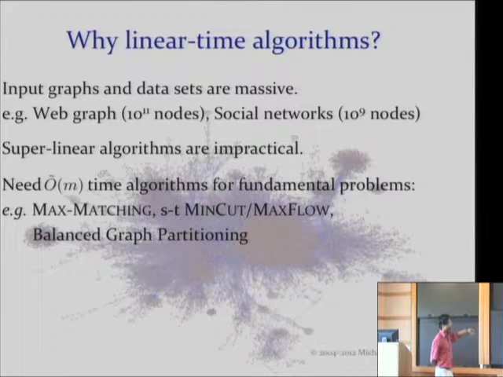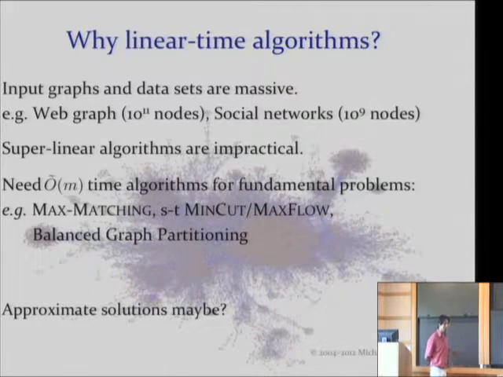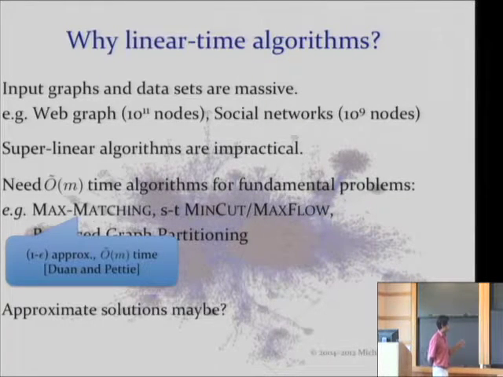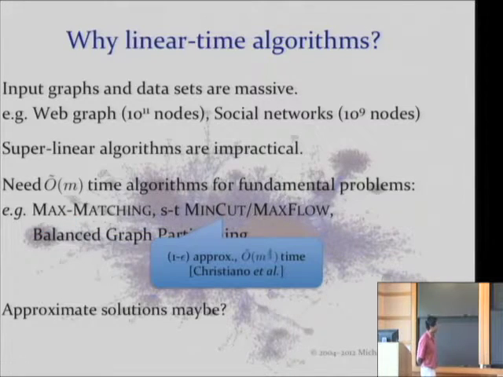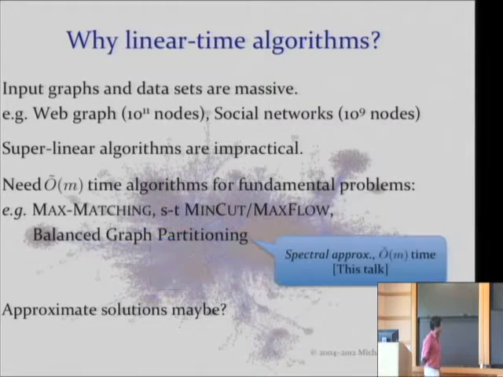Informally, you just want to divide the graph by cutting the fewest edges. As always, this goal is a little too optimistic, so we'll cut ourselves some slack. We'll say approximate solutions are fine. If you allow approximate solutions, maximum matching we know how to do in near linear time. Flow, we are not so much there. The fastest we know is m to the 4/3, and that for a 1 minus epsilon approximation. And in this talk, I'll show you how to get a spectral approximation for balanced separator in linear time.